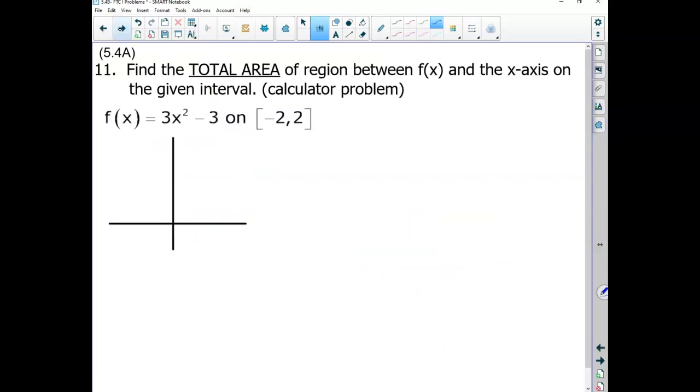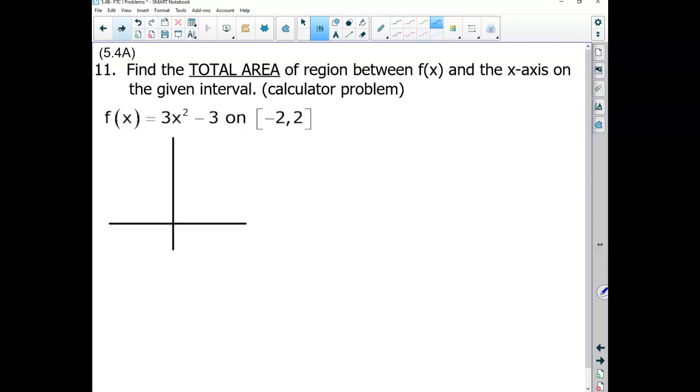So the next thing we're going to do here is differentiate between how to find the total area of the region between f of x and the x-axis on the given interval. We're going to call this a calculator problem. And to be completely honest with you, I could totally see this not being a calculator problem on the AP test. The only reason I'm going to use the calculator is because I just want to graph it easily.